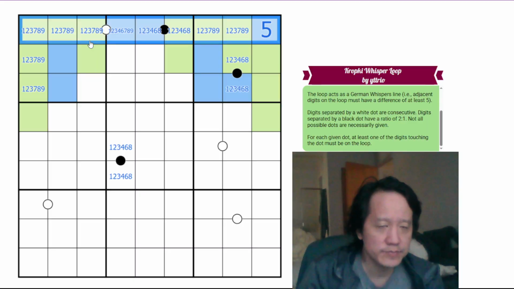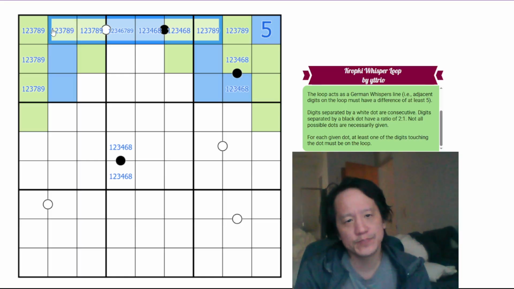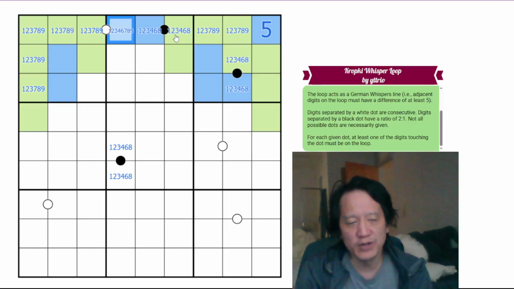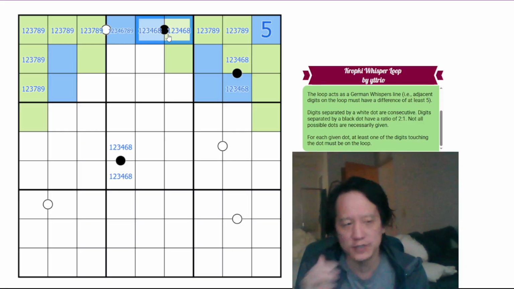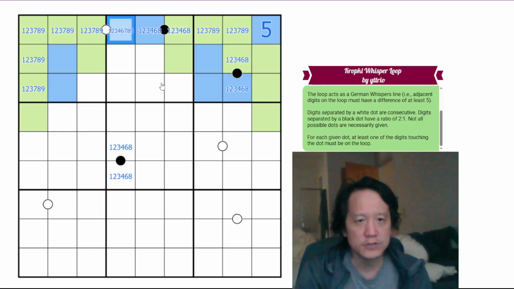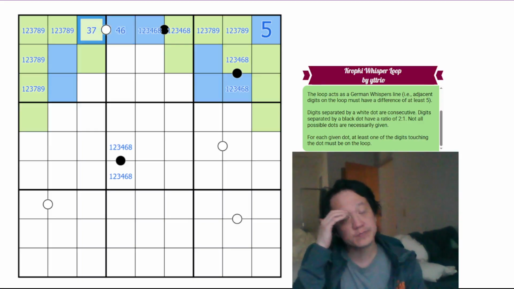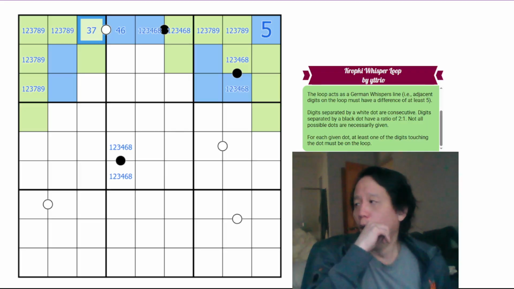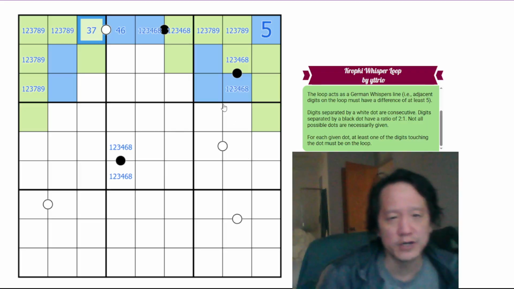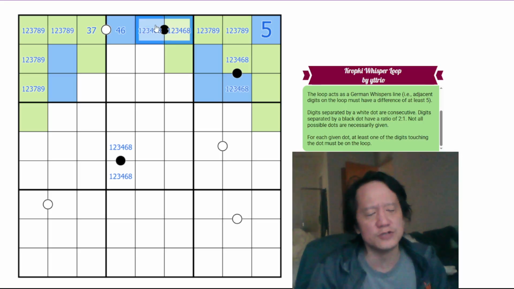In row 1, one of them has to be here. Because if we tried to have both of them here, that would be a 1 to 2 ratio between 4 and 6, which is not possible. So one of them has to be here, which means it's next to 3 or 7. The other one must be one of these two digits.